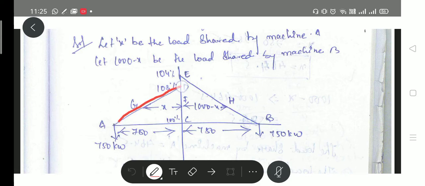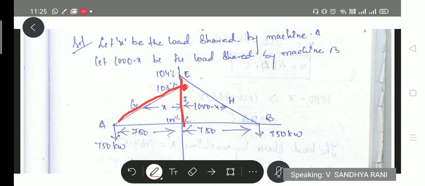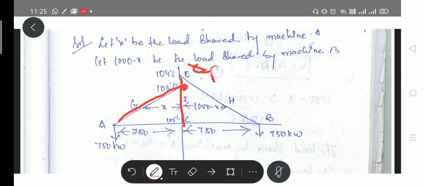So 103 is A, and the 104 is B. So C to E is 104%. Okay, this is the speed regulation. The Y axis is speed regulation.